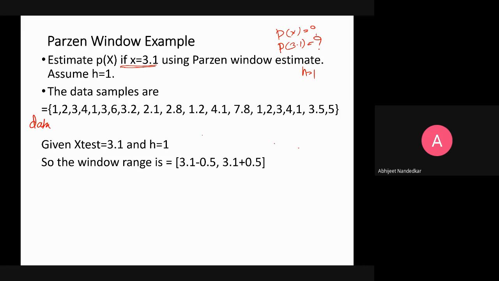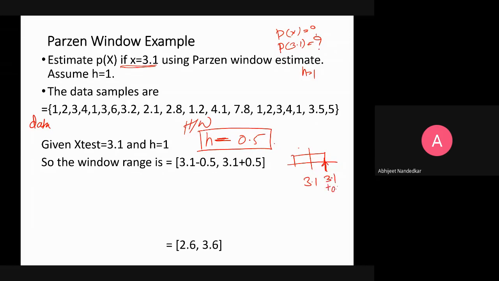Suppose I give you another problem, or you can take this as homework. Now suppose I make h equal to 0.5. What will change in my answer? So now this is my 3.1, and I am centering this window here. So what will be the max point now? It will be 3.1 plus 0.25.